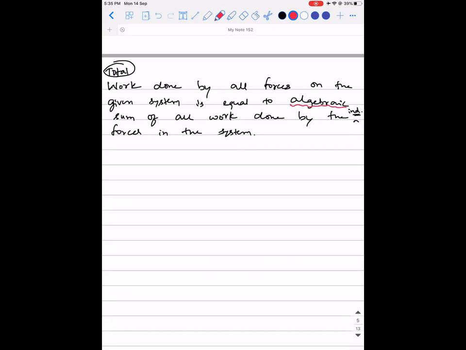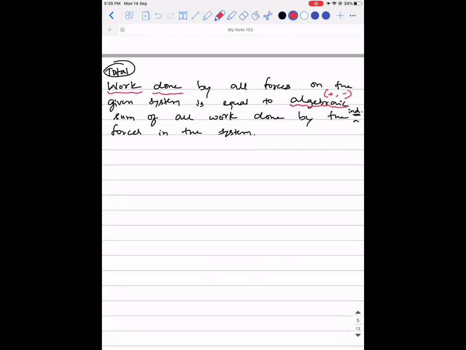What do we mean by algebraic actually? It is not variables, and I didn't use algebraic variables. Here the only variable is work done. You need to take the proper sign into consideration. You need to use a plus or minus in this case. Algebraic sum of all the work done by the individual forces in the system.